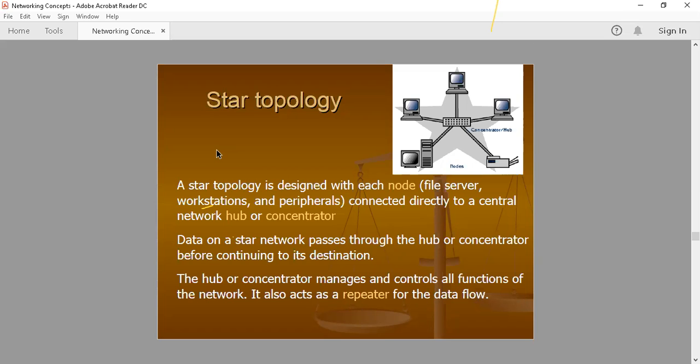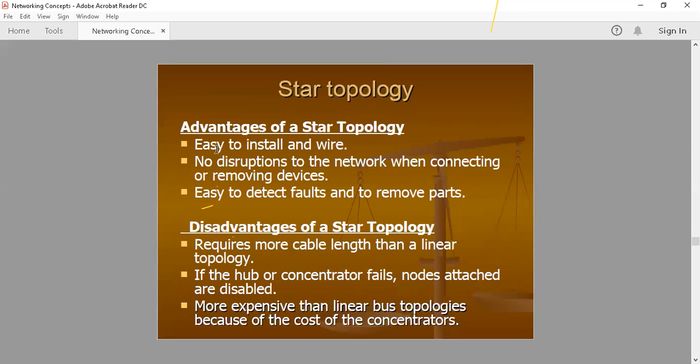The switch or hub manages and controls all functions of the network. It also acts as a repeater for the data flow. Advantages of a star topology: easy to install, and no disruption to the network when connecting or removing devices. If there are 10 systems in a star topology and one system gets damaged, you can remove that system and place one more system. It is also easy to detect faults and to remove parts.